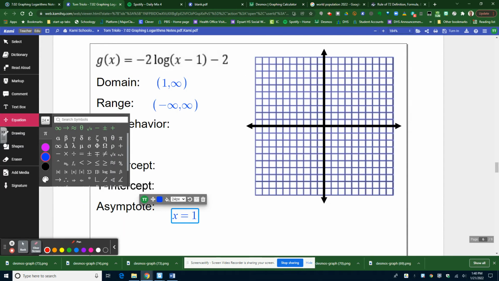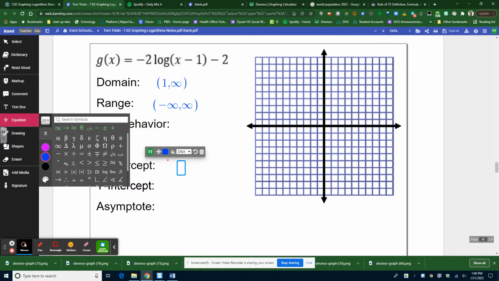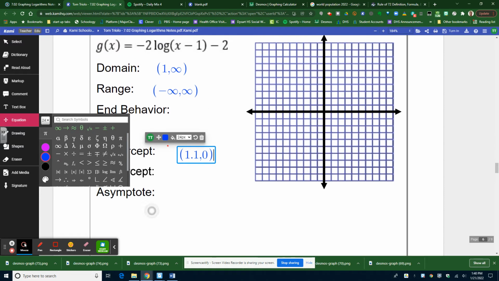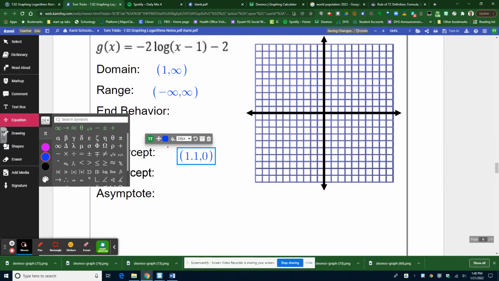So, coming back here. Equation, x-intercept. Turn off my pen. There we go. Parentheses, 1.1. And now the big question of the day. What happened to the asymptote? I put it in here. It disappeared. Let's put it back. Come on back, asymptote. Why doesn't the y-intercept exist?